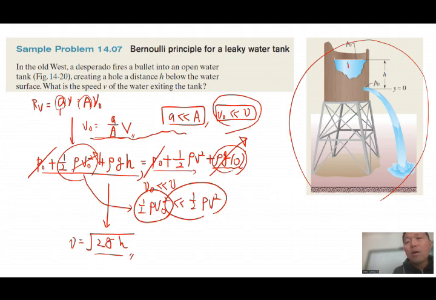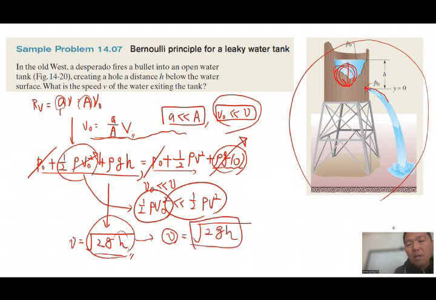So the more water contained inside this tank, the faster the water flows out of this hole. Pretty much it's dictated by the height of the water inside the tank. So the speed of the water coming off from this hole is approximately proportional to the square root of 2gh. As I said, the more water inside the tank, the higher the speed of the water coming off from this tank.